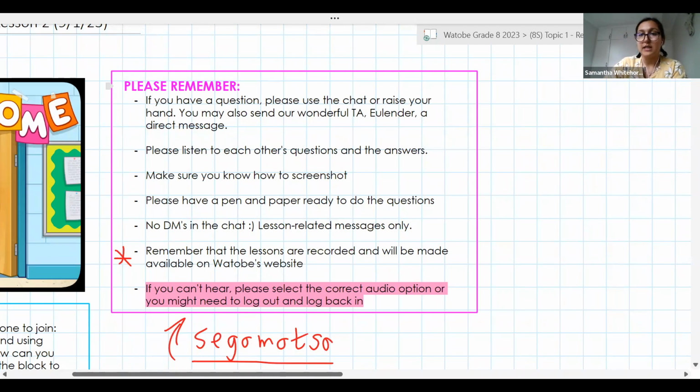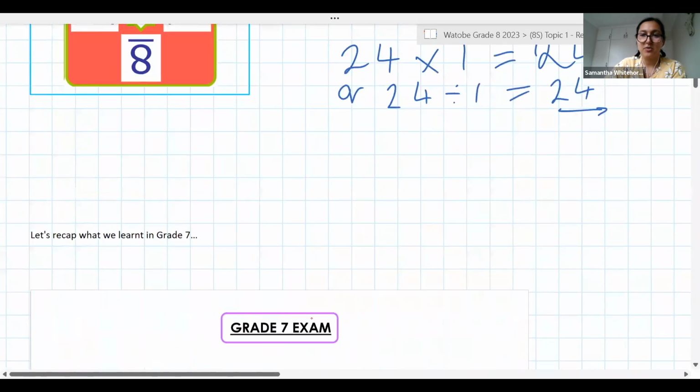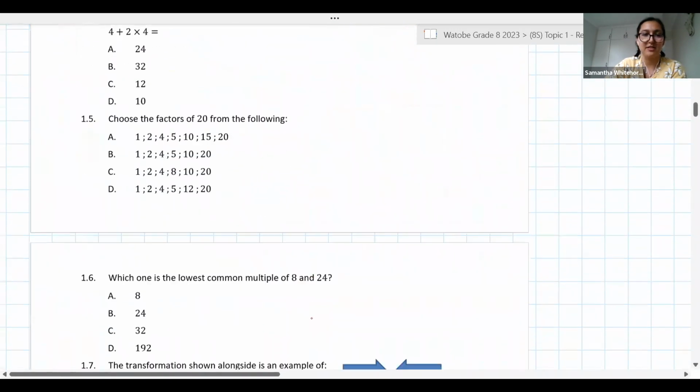Righto, let us get started. So make sure you've got your pen and paper ready. Tommy is ready here, at the table, ready to work. Yeah, see that pencil come out.